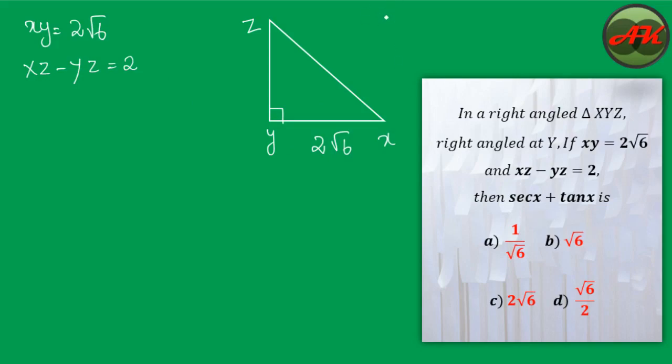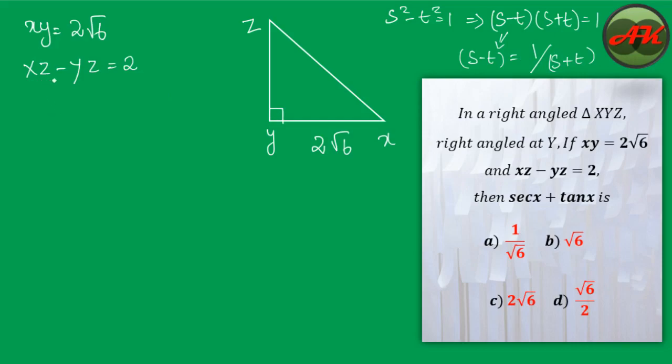Before writing this, we know that secant square minus tan square is equal to 1, right? And again we can write this secant square minus tan square, which is in the form of a square minus b square. So I am writing secant minus tan into secant plus tan is equal to 1. So I am rewriting this as secant minus tan is equal to 1 by secant plus tan. Right? At last you will know why I wrote this. Now moving on to the problem.